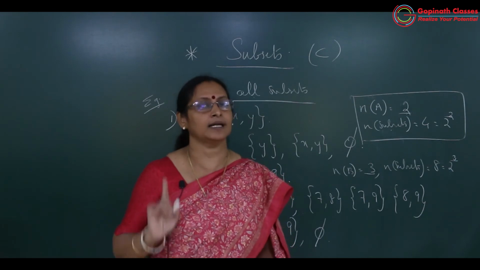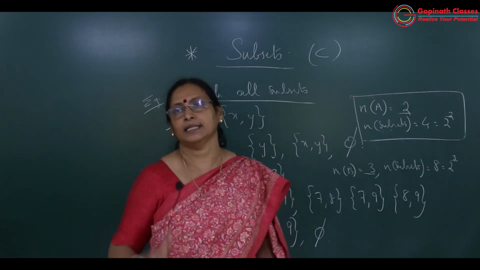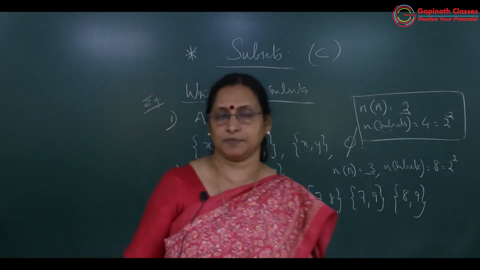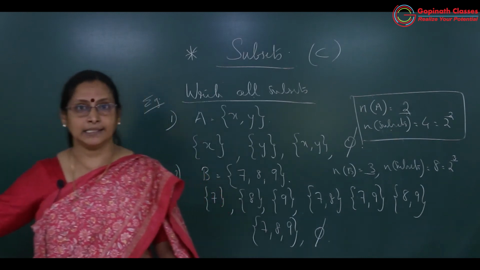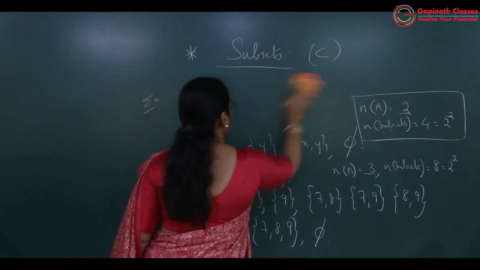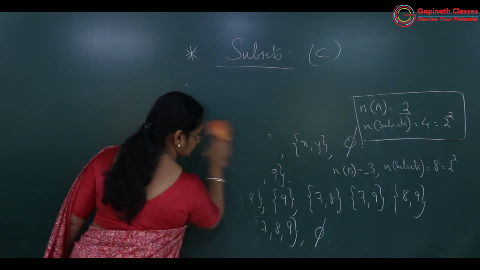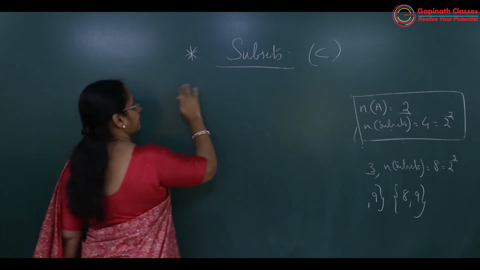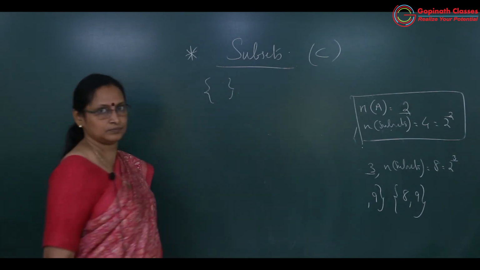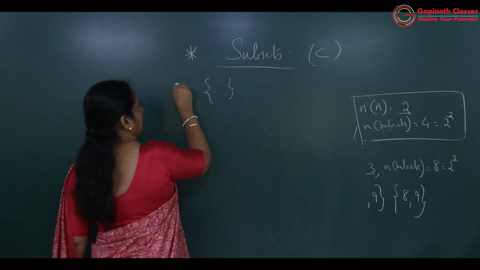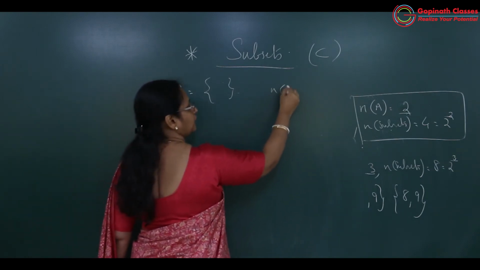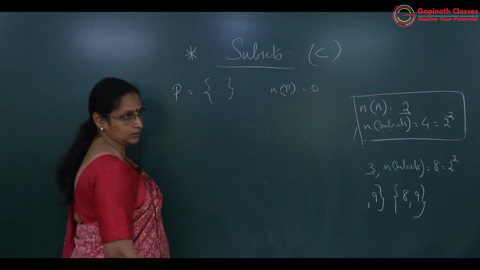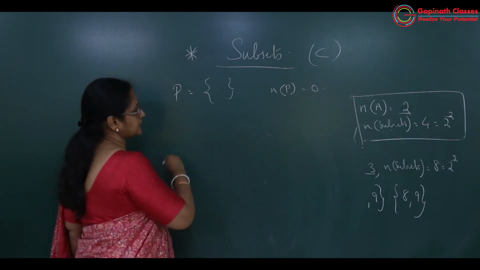Please note it down. If there are n elements in a set, there will be 2 raised to n subsets, number of subsets. Suppose, for example, null set. Think about null set. Null set में कोई element नहीं होगा. Suppose this is P. Set P is null set. So number of elements is 0.